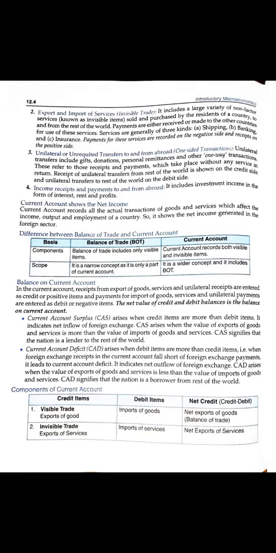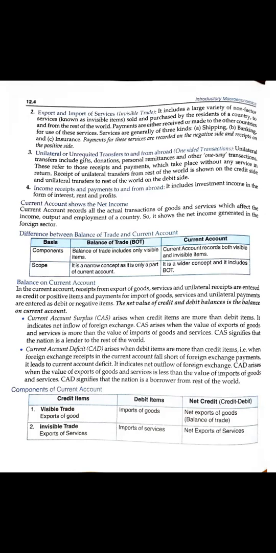Somewhere else we discussed, right? Where we discussed NFIA, net factor income from abroad. I think we have discussed the components of NFIA, right? The first component is compensation of employees from and to abroad.